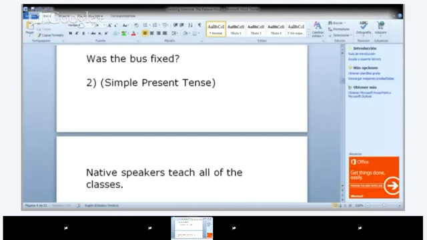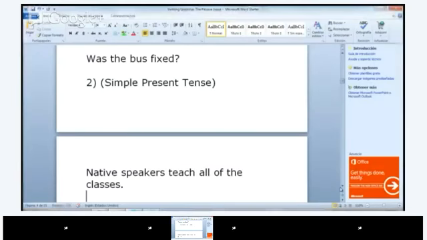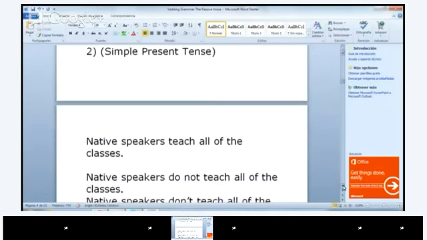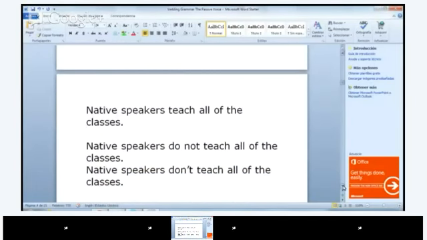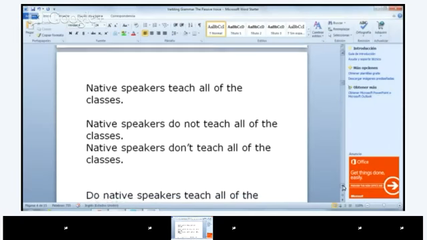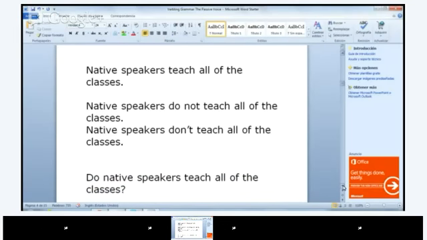Okay, native speakers don't teach all of the classes. Excellent. Or do native speakers teach all of the classes? Great. Yes. So let's take a look at those. I'm switching back and forth between the Google Hangout. Native speakers do not teach all of the classes. Native speakers don't teach all of the classes. And do native speakers teach all of the classes?